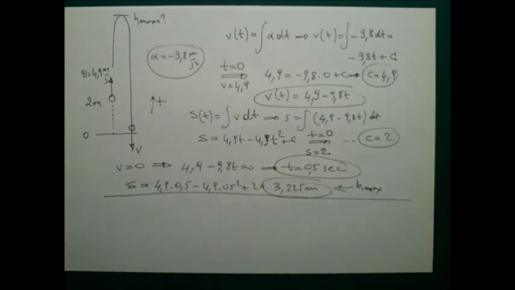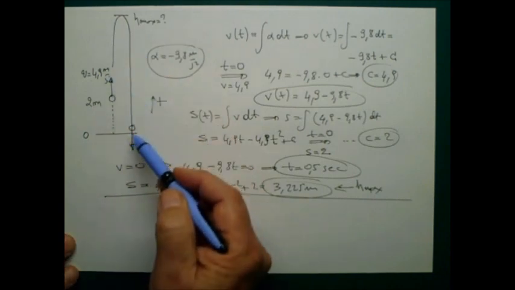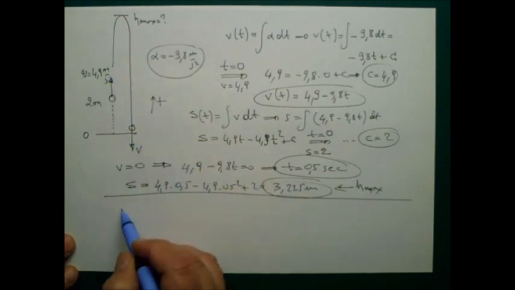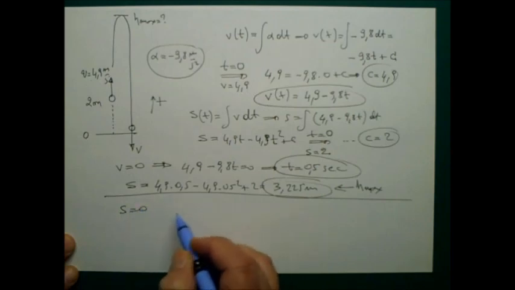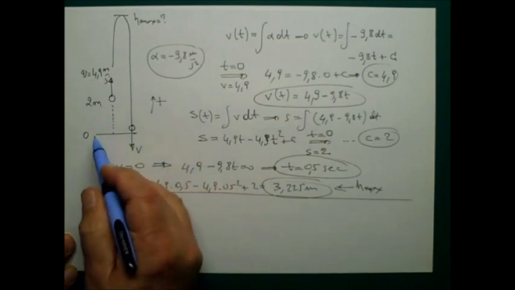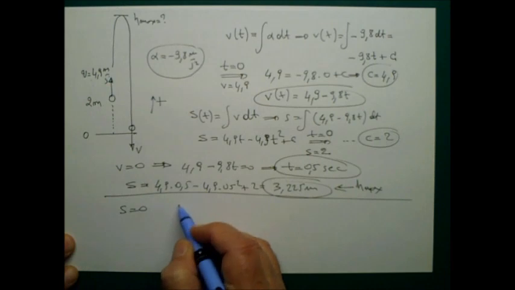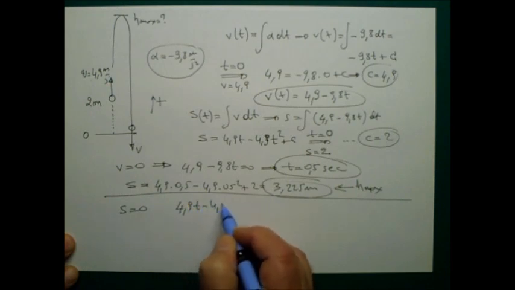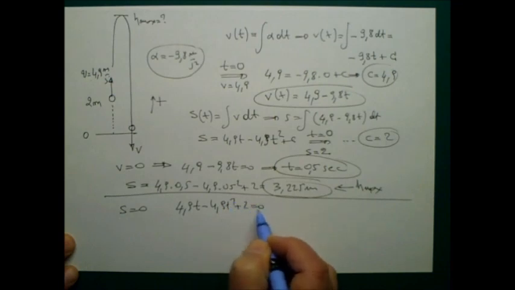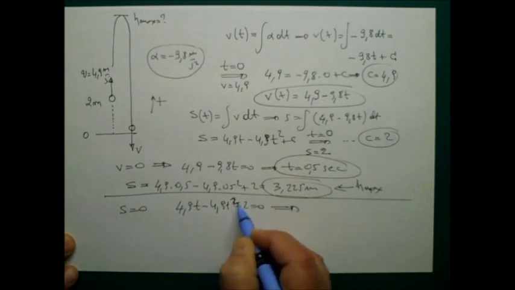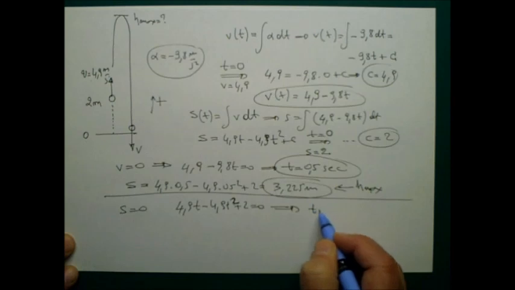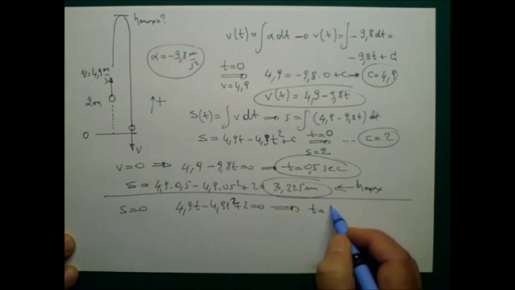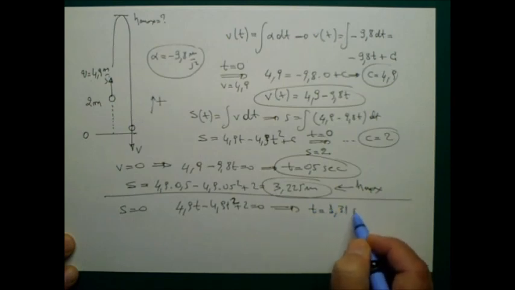And finally, when the stone hits the ground, its displacement will be 0, as we are measuring displacement from ground level. So for s equals 0, we have this equation here. Write it down, equals 0, which gives t equals 1.31 seconds.